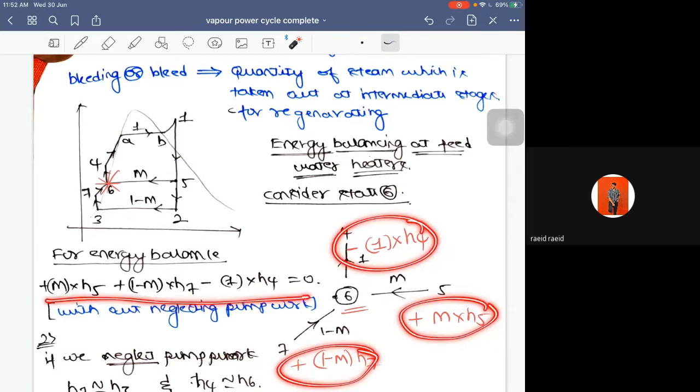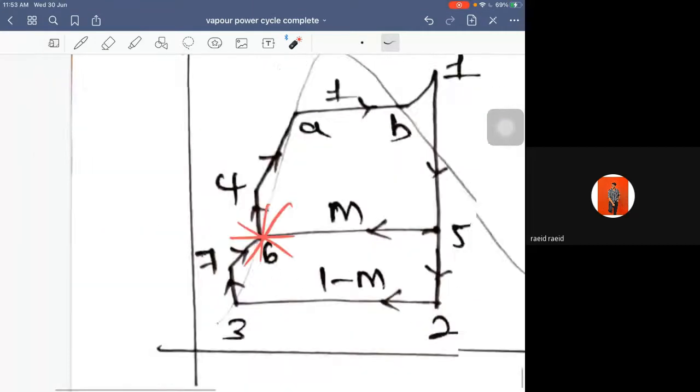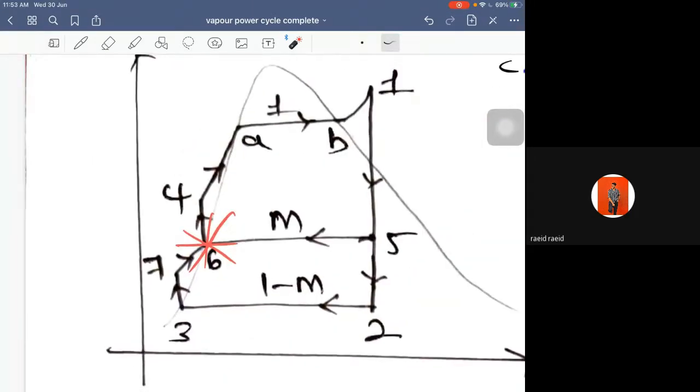this. Getting my point? Understood how I get this particular equation? Yes, sir. Okay, good. So this is without neglecting the pump work. If you don't consider the pump work, this is what happens. Suppose you neglect the pump work, so where is the pumping work happening in this particular TS diagram? Anyone? Where is the pumping work which is happening? 6 to 4 is one pumping work.